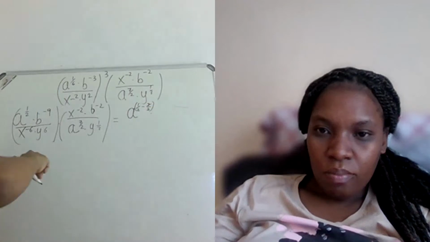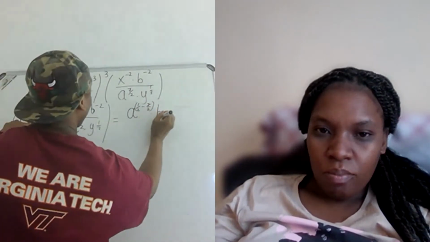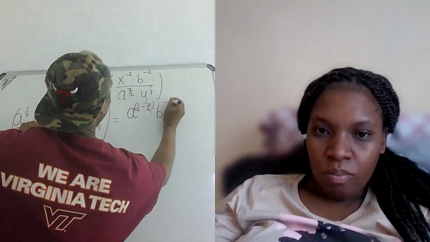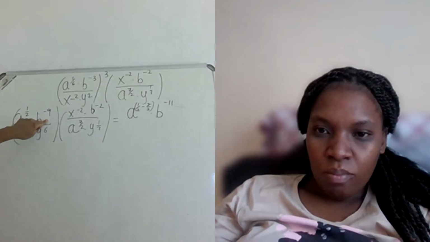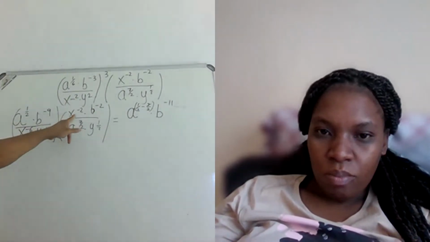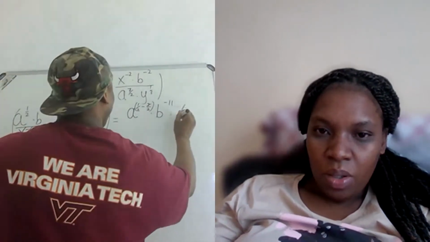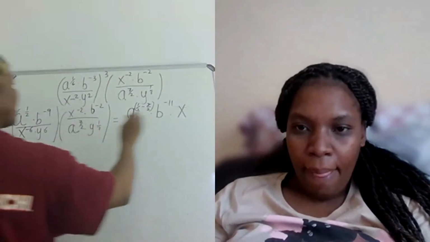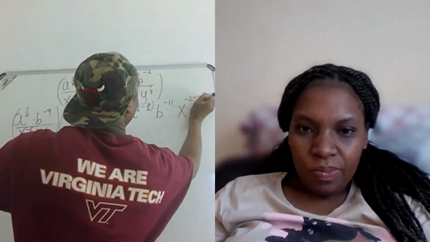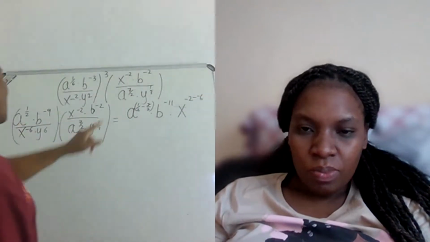Now, B, we have a B here. So I'm going to say B, -9 plus -2. It's going to give us -11. Now, what else? X, you have an X, X top and bottom. So I'm going to say only one X. Take the top power, minus 6. So we are done with A, B, and X.